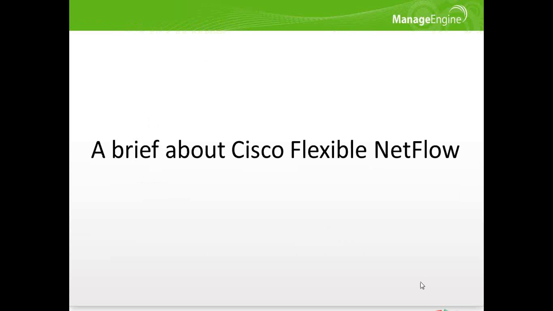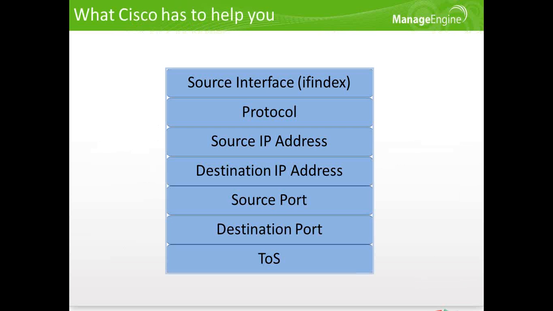Let me just go back to that screen. What you can see on the screen is the traditional key fields captured with NetFlow v5. This was used to identify that a set of flows belong to a single conversation. Now this has changed. You can change this with flexible NetFlow. Maybe you need only protocol, source IP, and destination IP as the key fields. You can do that with flexible NetFlow.